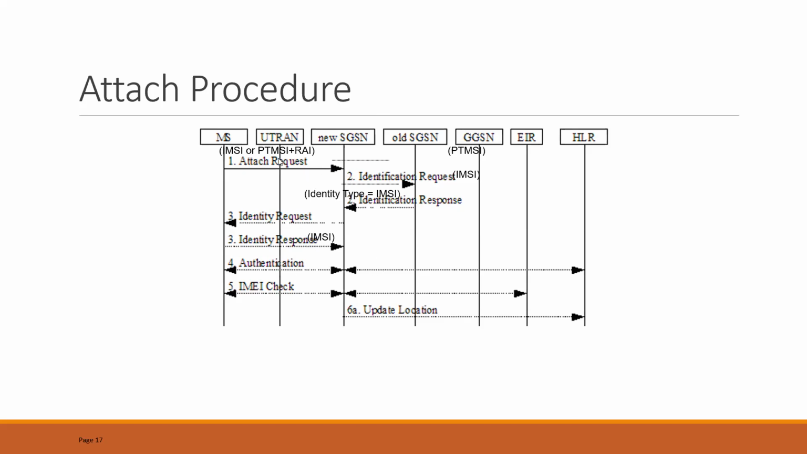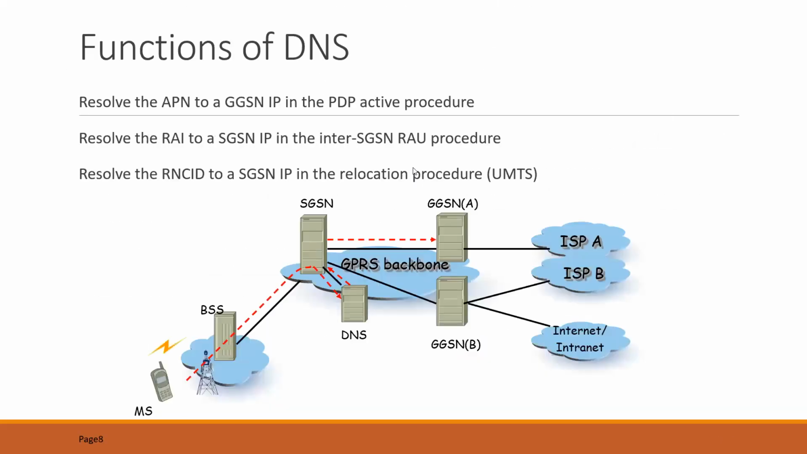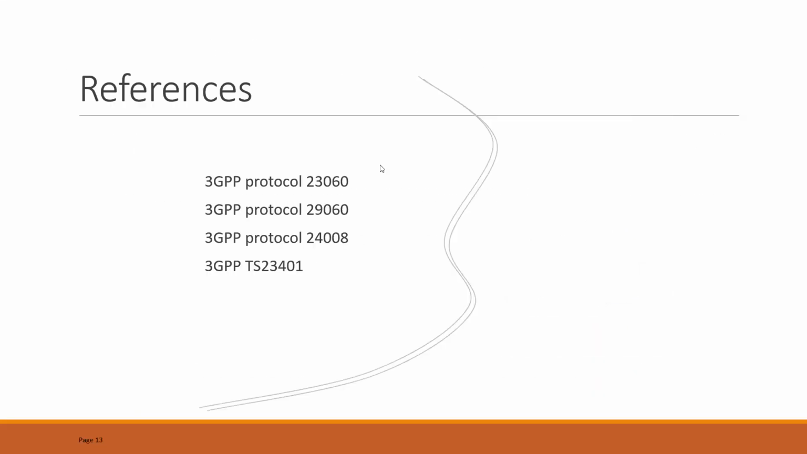But if you were previously attached, then it will check whether it has your context available. If it does not have the context available, then based on your PTMSI and routing area ID, it will identify which old SGSN it is. Okay, so we will then go back. Like I explained to you, it will resolve the routing area ID to the SGSN IP. So this is in inter-SGSN as well, and this is in attach as well.